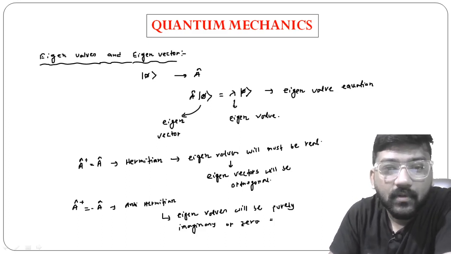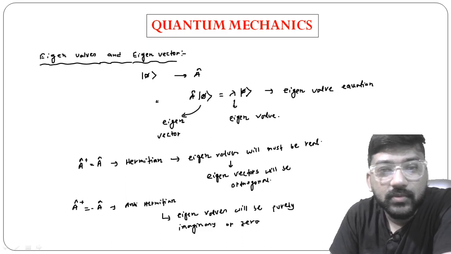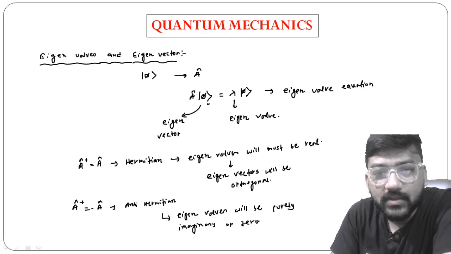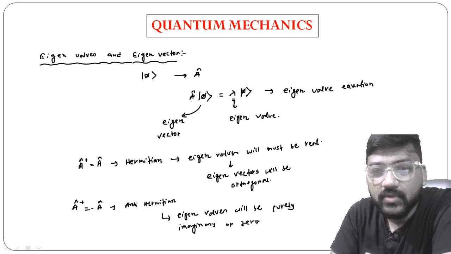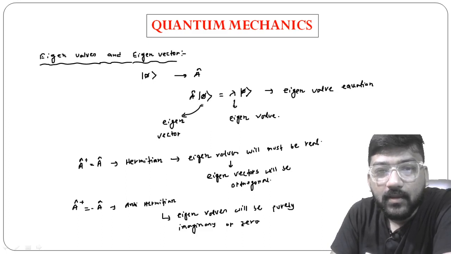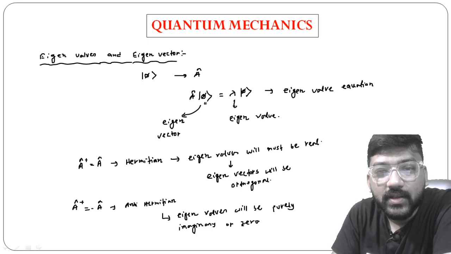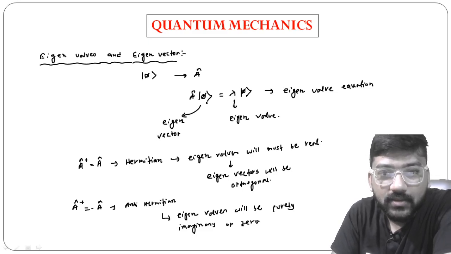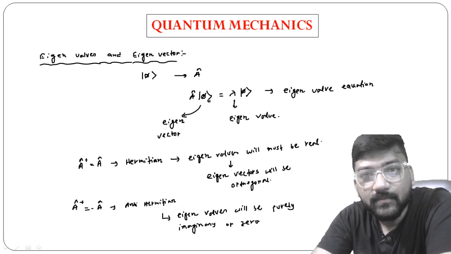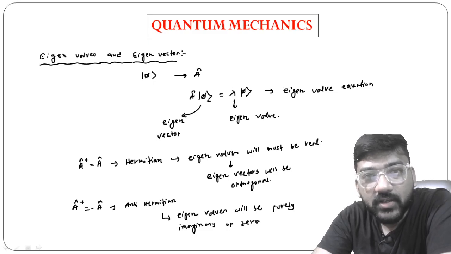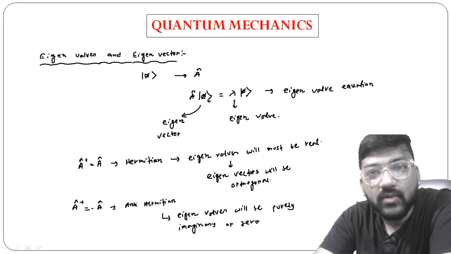Now, one more thing we want to understand about this A cap. Sometimes this operator will be in matrix form. In that case, we can write the phi ket vector in terms of a column matrix. We have discussed a lot about Dirac notation, what is ket vector and what is bra vector. But now we will represent this ket vector and bra vector by column matrices.